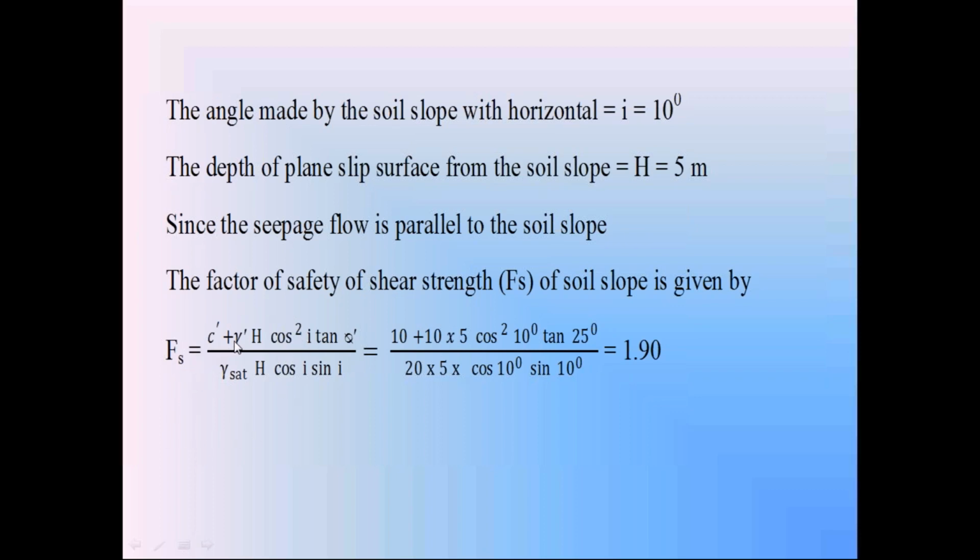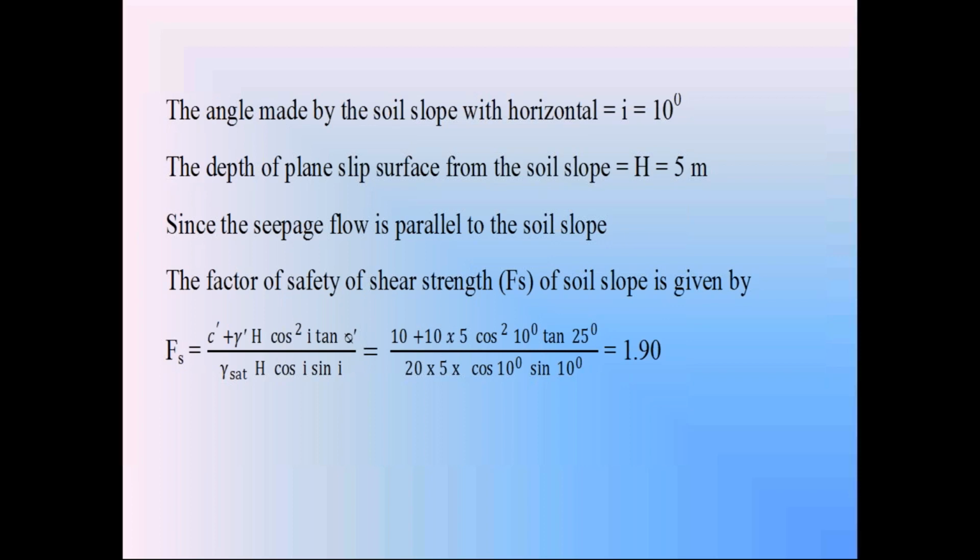Fs is equal to C dash plus gamma dash H cos square i tan phi dash, divided by gamma saturation into H cos i into sin i. We discussed the derivation of this factor of safety in the theory, so please go through that material, where you can find the derivation. Substitute the values on the right hand side and you will get the factor of safety 1.9. Since the factor of safety is more than 1, the soil slope is in stable condition.